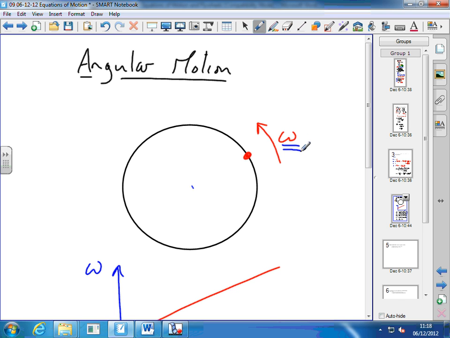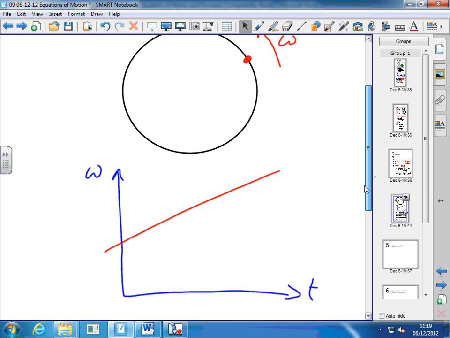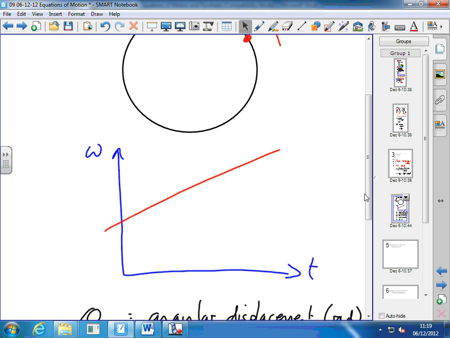And remember again, this letter, omega, please, not W. So don't refer to it as curly W, refer to it as omega. It represents the angular velocity. We have now a situation where we've got the same sort of curve, but now we're not plotting linear velocity, we're plotting angular velocity against time.